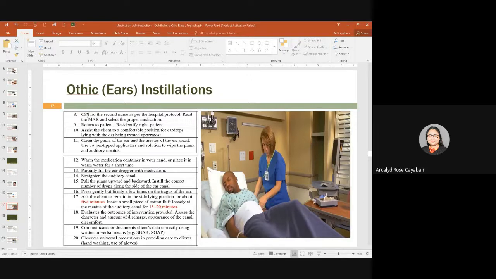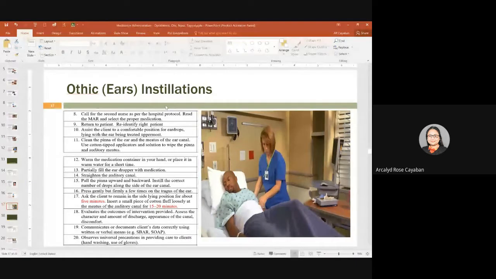Okay, now of course you have to call for the second nurse to do the 3 checks. First check would be getting the medication from the storage, and number 2, before going to the patient, okay? Then, when we go to the patient, number 9, return to the patient and re-identify the right patient. Number 10, assist the client to a comfortable position for eardrops, lying with the ear being treated. For example, on this video, the client's affected ear is on the left side of the patient, or the left ear of the patient.